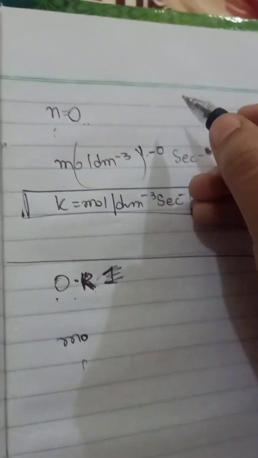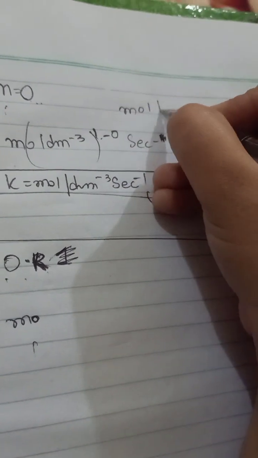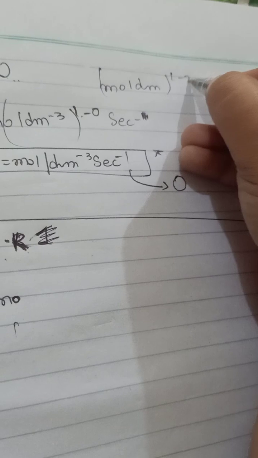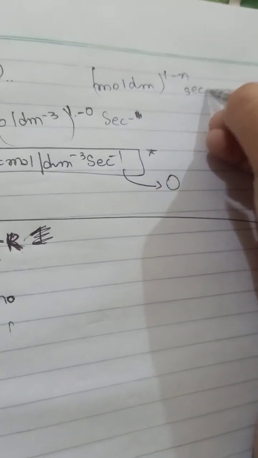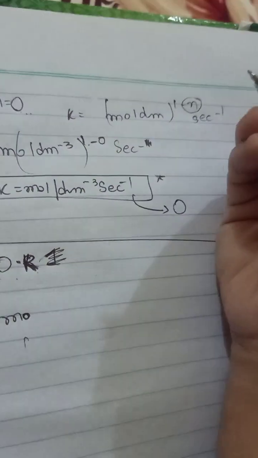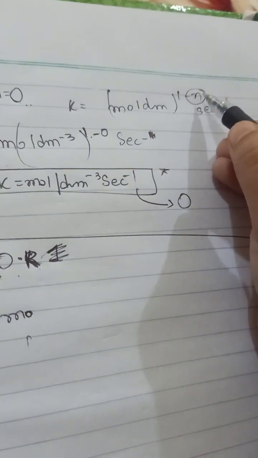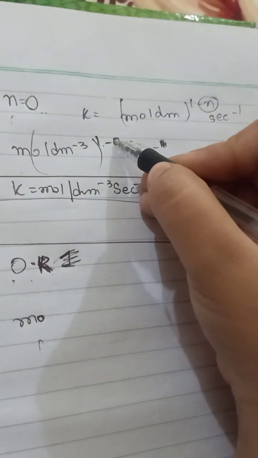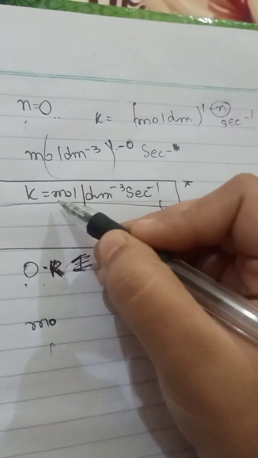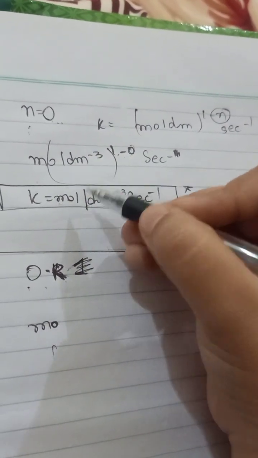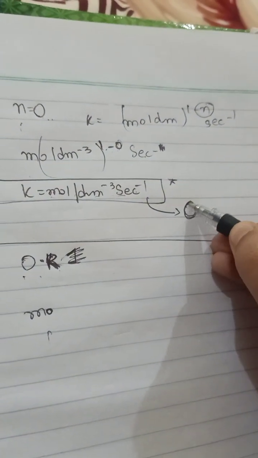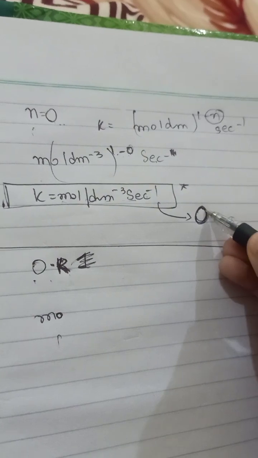That was mole into dm cube to the power 1 minus n, second inverse. How to find this n? This was the unit of the K, the rate constant. For order of reaction 0, we put n as 0, and 1 minus 0 will be equal to 1. So this will be mole into dm cube, second inverse. This is the unit of the K when the order of reaction is 0.